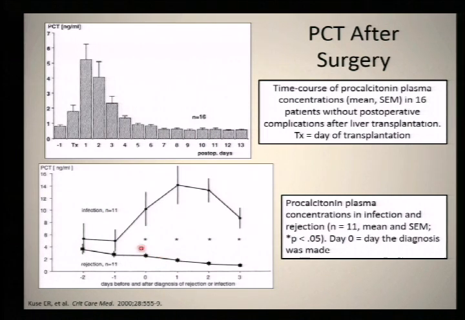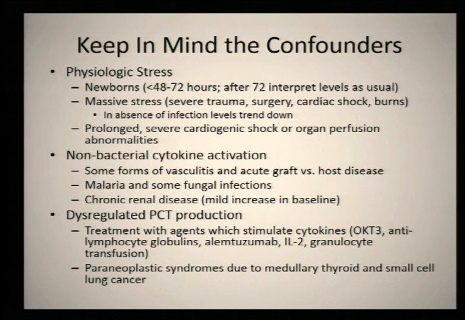These are liver transplant patients who either develop rejection or infection. What you can see here is people who develop rejection, no change in procalcitonin, which often can be a little difficult to tease out from infection. People with infection, rapid rise. And so it's important we recognize the things that can confound our procalcitonin.